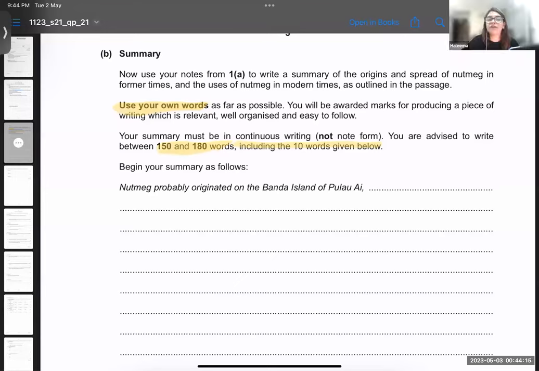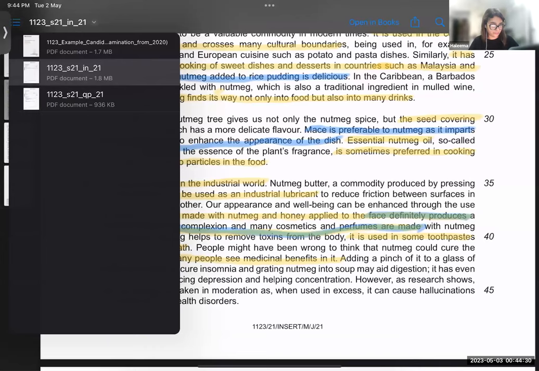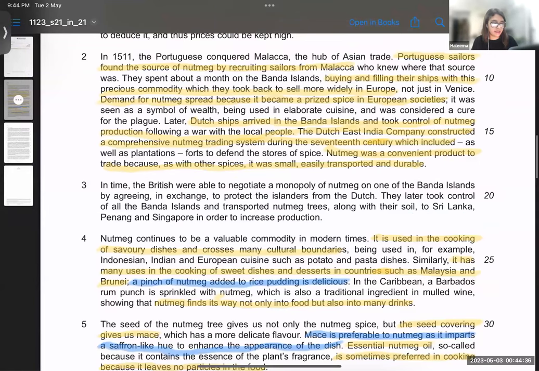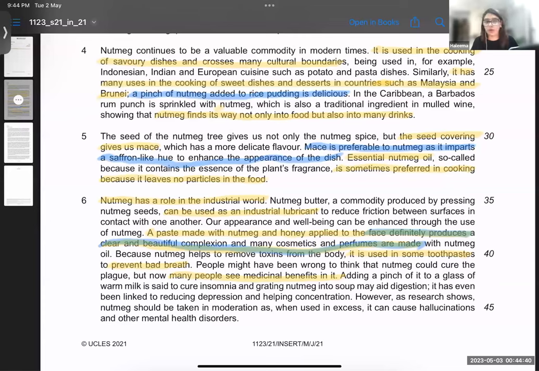If the content point is longer than you think the line will be able to take, you can cut it down. Now, that's why I showed you this point right here. If you look at this content point, the one essential nutmeg oil, so-called because it contains the essence of the plant's fragrance, is sometimes preferred in cooking because it leaves no particles of food. So you can summarize this.